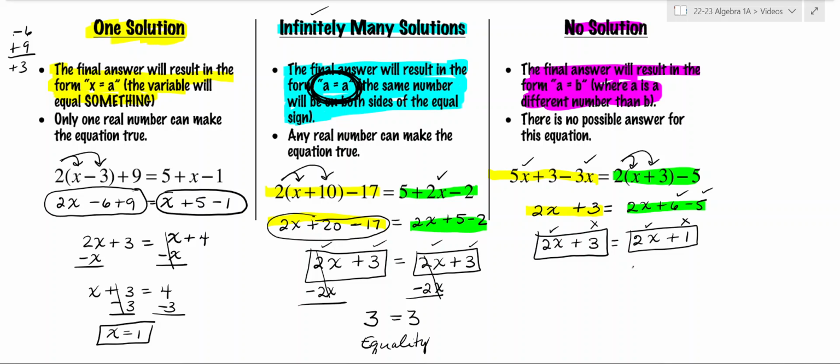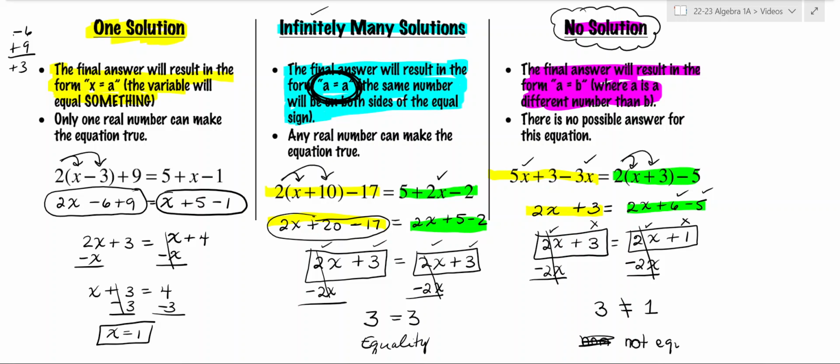Let's say you can't tell. When we're moving the variable to the left, you'll notice that the variables cancel on both sides. And you're left with 3 equals 1. And this is not true. So that's how you know that you have no solution. Oops, I was going to say non-equality, but I'm just going to put not equal if I can write not correctly. There we go.